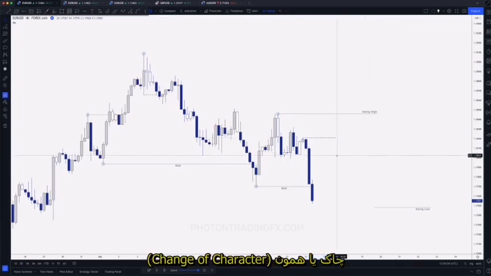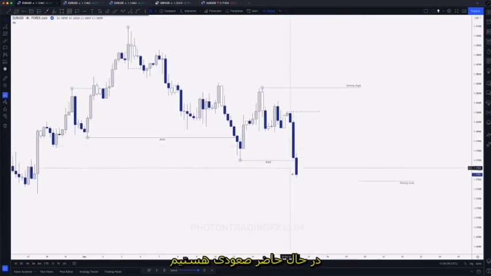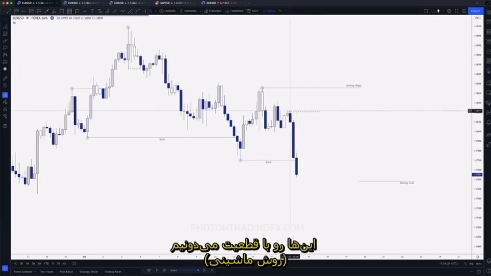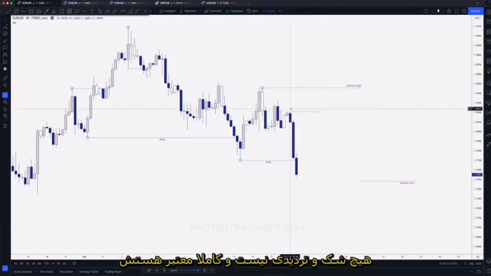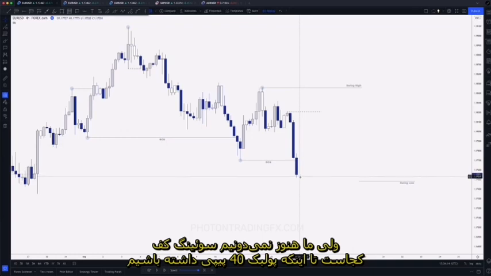Okay, change of character. So we're bearish. That's my change of character. That's my swing high. We know those with a mechanical certainty. There's no ifs or buts about it. It's black and white. But we don't yet know where the swing low is until what? Until we get a 40 pip pullback.